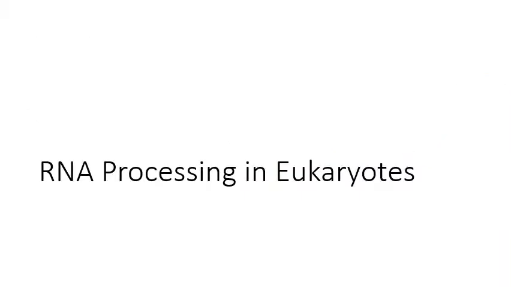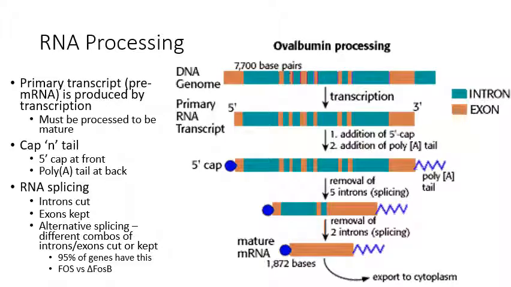After transcription, you have RNA processing in eukaryotes. In bacteria, you do not have RNA processing after transcription, you go straight to translation. But in eukaryotes, you do RNA processing first. There's different ways that RNA can be processed. The main things are adding the cap and the tail and doing the RNA splicing.